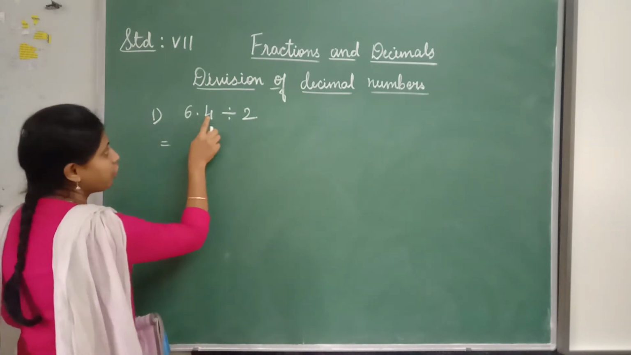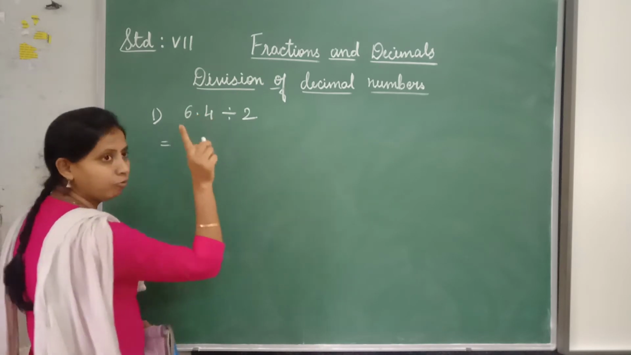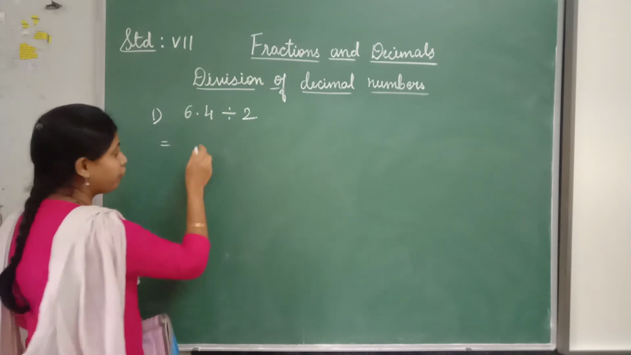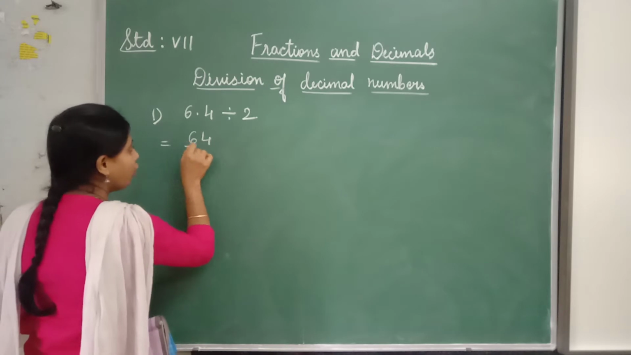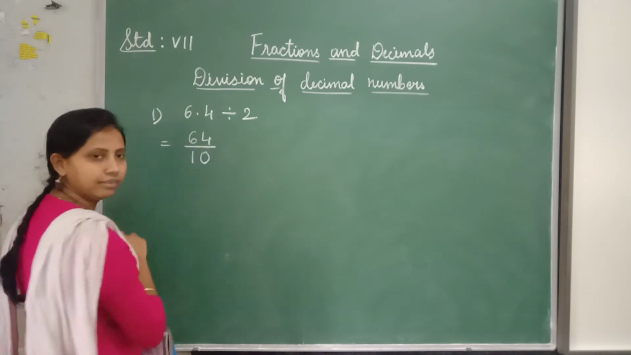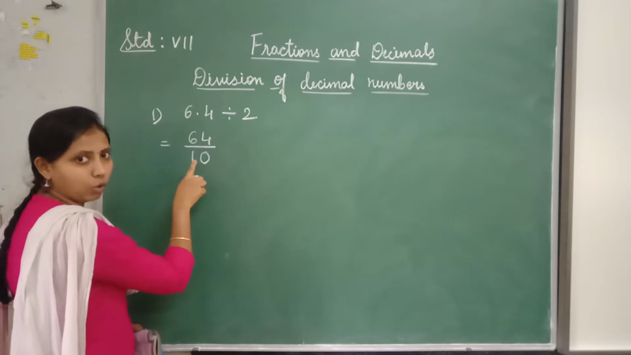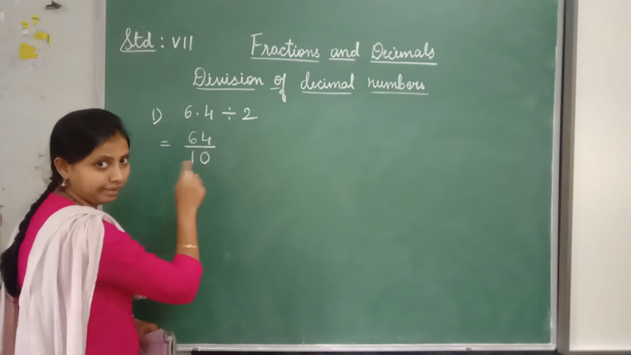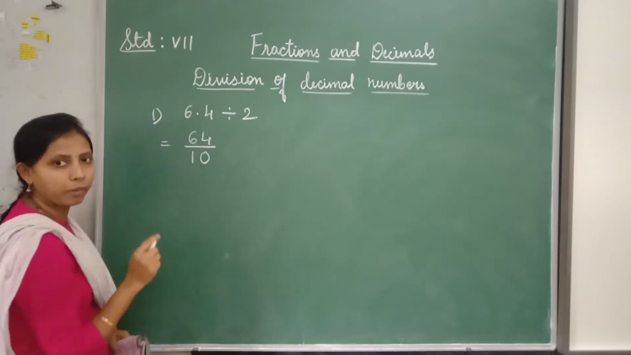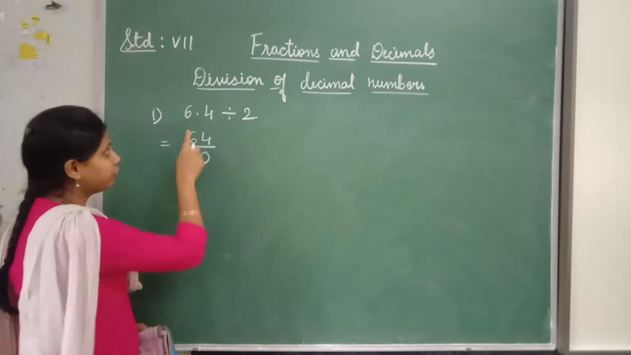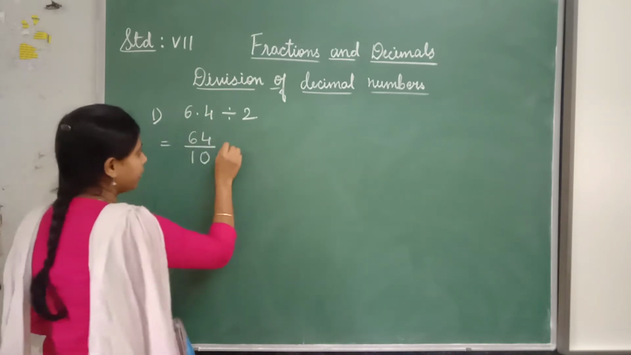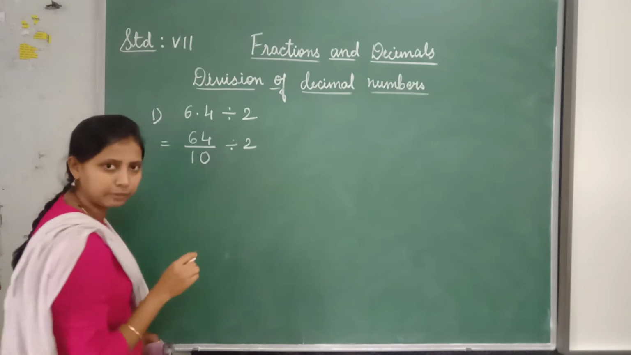6.4: after the decimal point we have one digit. So in fraction form it will be 64 upon 10. After the decimal point there is one digit, so in the denominator 1 and then 0, that is 10. So 64 by 10 is the fraction form of 6.4. Now divide it by 2 as it is.